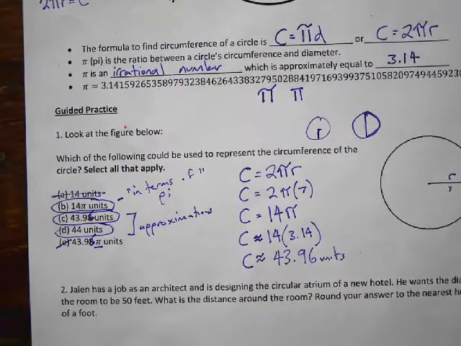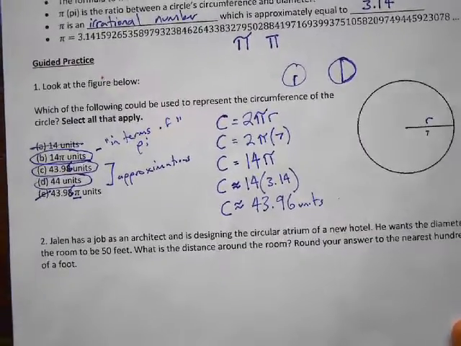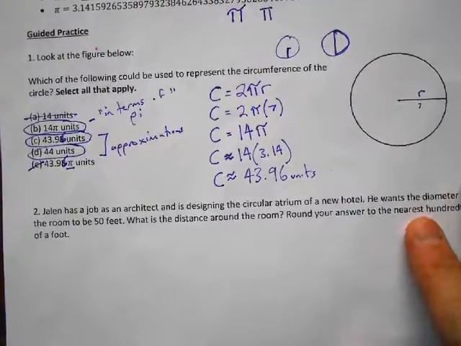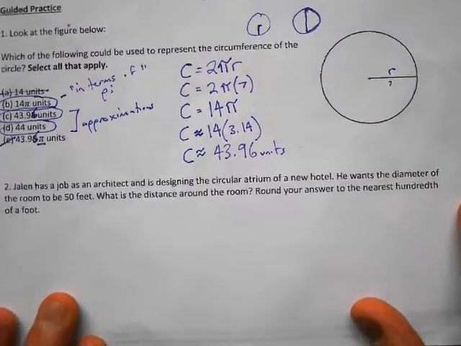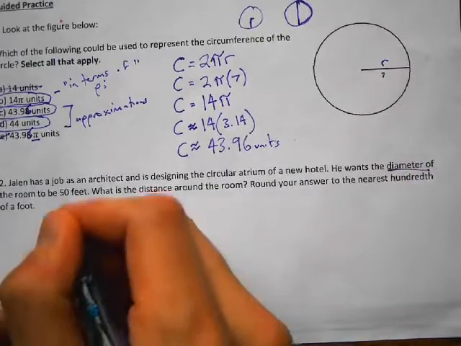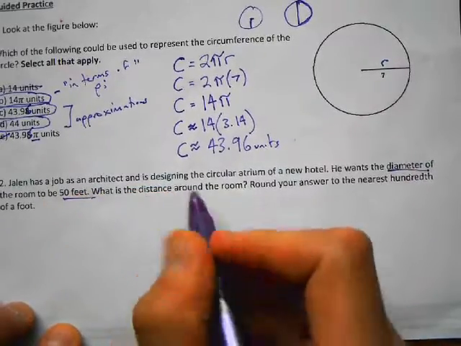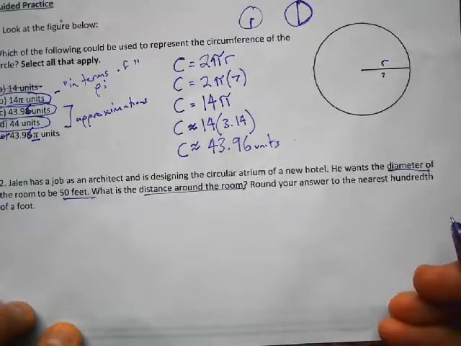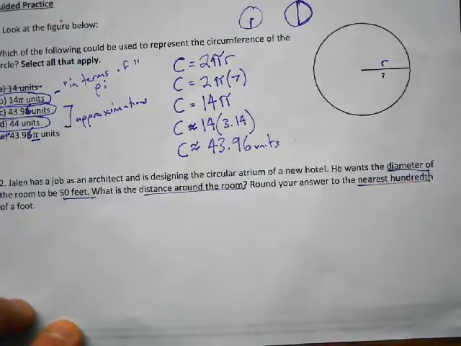Okay, let's look at another problem. Jalen has a job as an architect and is designing the circular atrium of a new hotel. He wants the diameter of the room to be 50 feet. What is the distance around the room? Round your answer to the nearest hundredth of a foot.